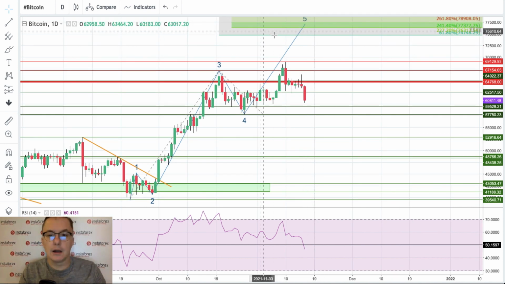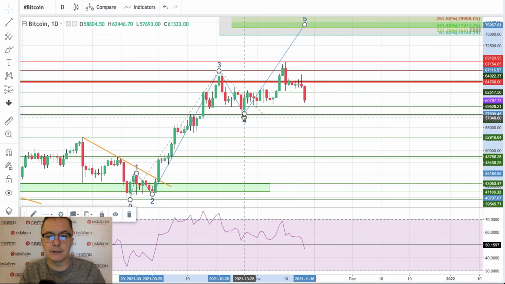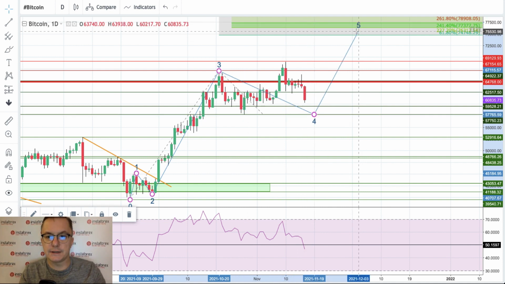So we still keep our target for the wave 5 a little bit higher for the 74,000, but please remember we might decline as low as the end of the October low towards 57,756. So that's the current situation on the markets.